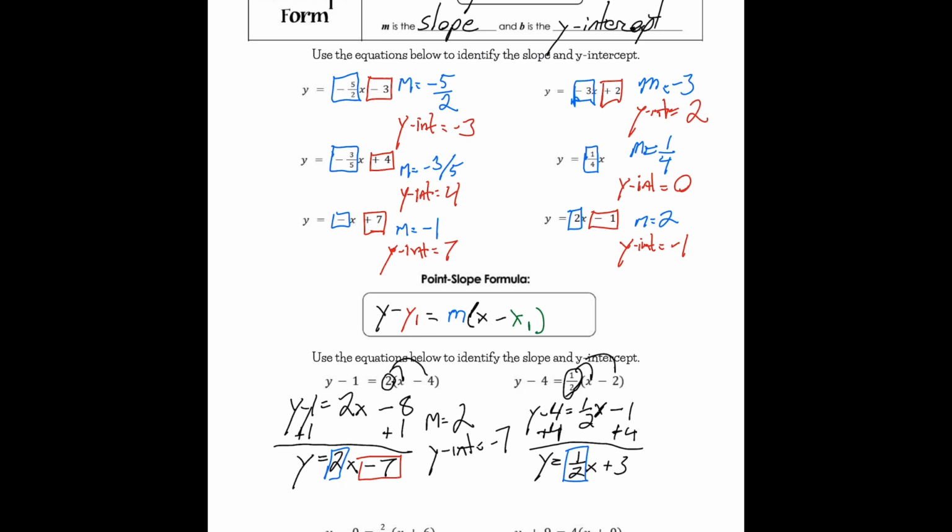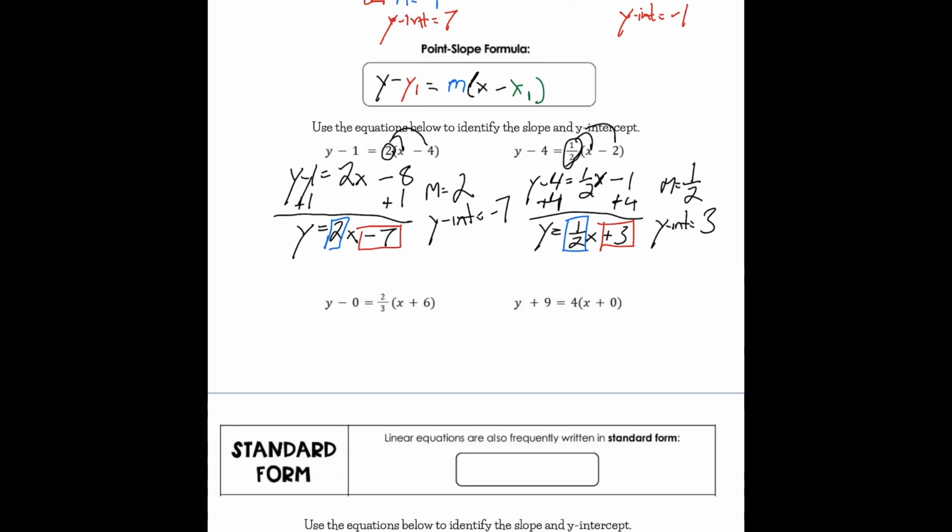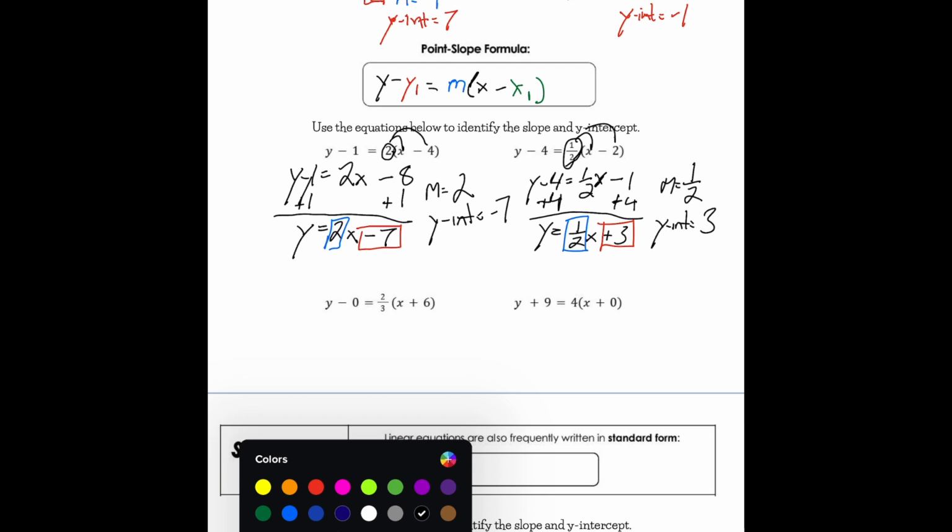My slope is 1 over 2. My y-intercept is plus 3. So my slope is 1 over 2. My y-intercept is 3. Rinse and repeat. We're doing the same thing for the next question.